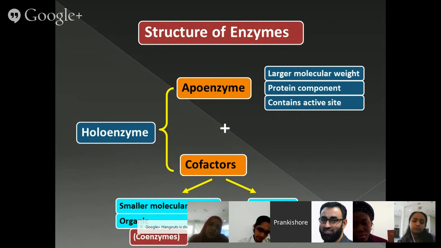Some enzymes need cofactors, some don't need cofactors. These cofactors attach to the enzyme or apoenzyme. Apoenzyme and cofactors together are referred to as holoenzyme. What are these cofactors? Cofactors can be either small molecular weight organic molecules or inorganic ions. When the cofactors are organic molecules, they are referred to as coenzymes.